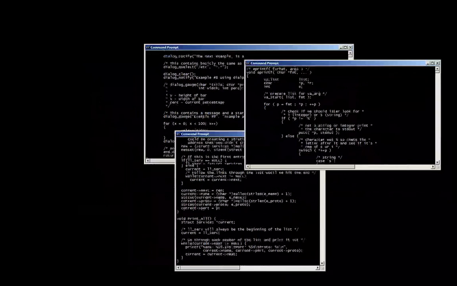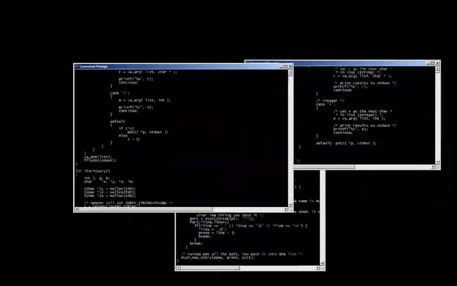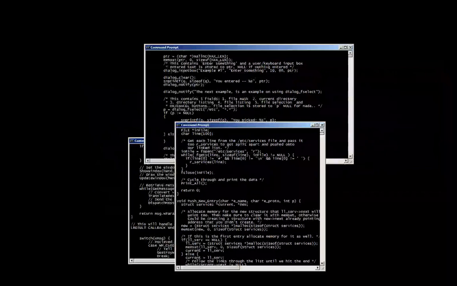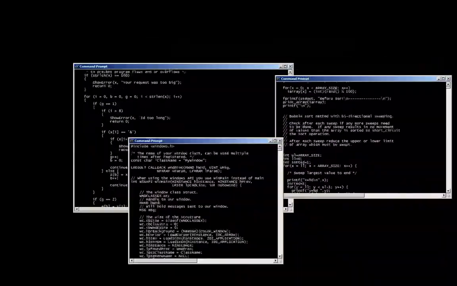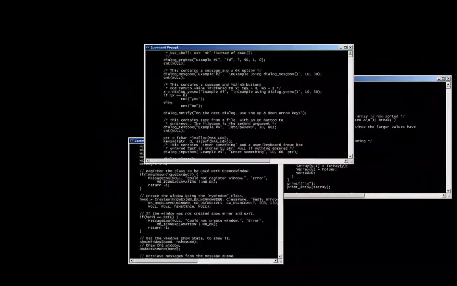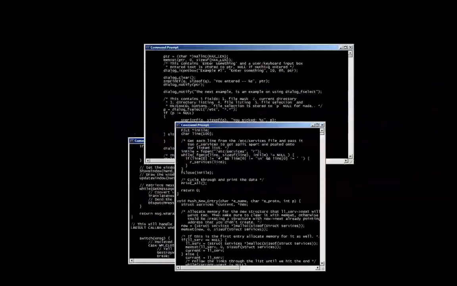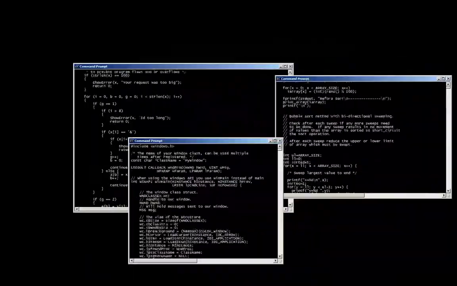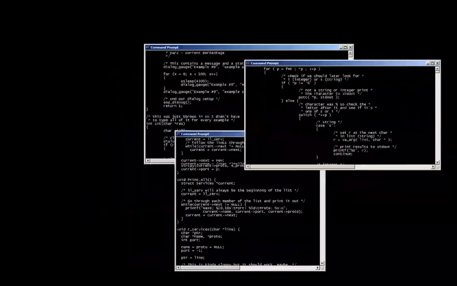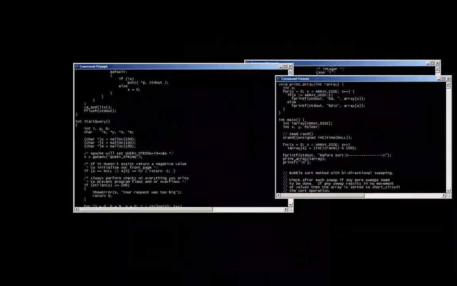5. The instruction cycle. The instruction cycle is the process by which the CPU executes instructions. It involves three steps. Fetch, the CPU retrieves the next instruction from memory. Decode, the CPU interprets the fetched instruction and determines the operation to be performed. Execute, the CPU carries out the operation specified by the instruction.